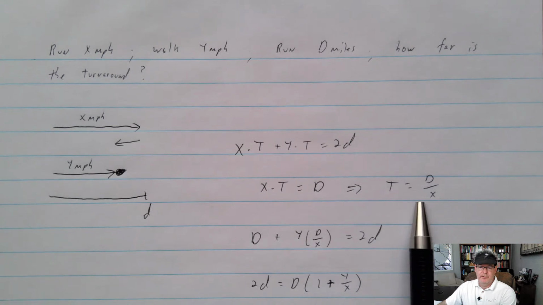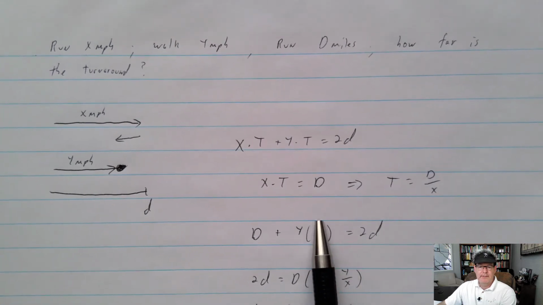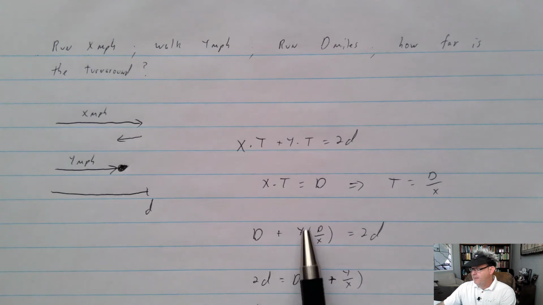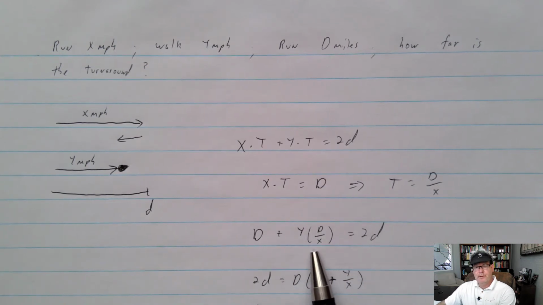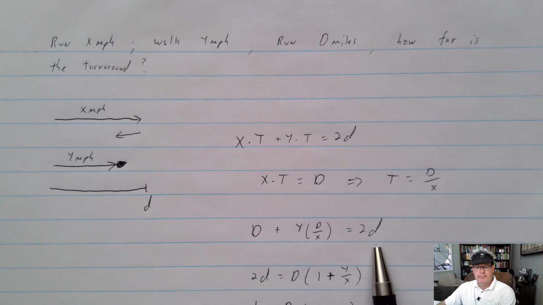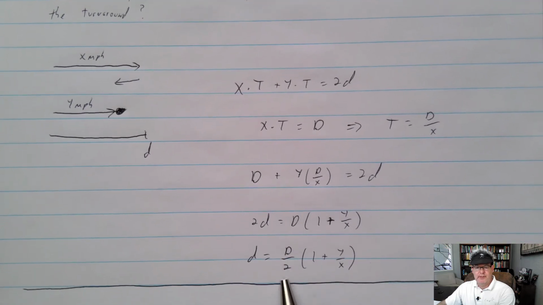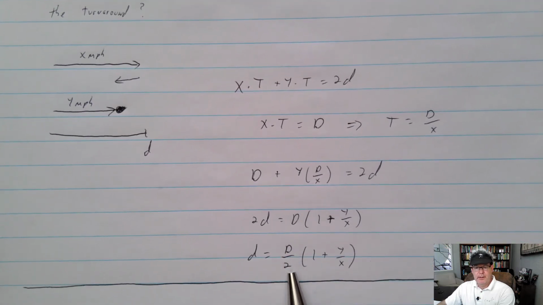So T is D over X. If I substitute that in, then of course this is D, and then T is D over X. So I've got that, and it'll be 2D. If I factor out the D, it's 1 plus Y over X. And that'll be 2D. So D is D over 2 times 1 plus Y over X.